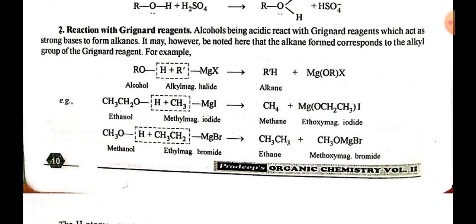Alcohol being acidic reacts with Grignard reagents, which act as strong bases, to form alkanes. It may however be noted here that the alkane formed corresponds to the alkyl group of the Grignard reagent. When alcohol reacts with alkyl magnesium halide, it gives alkane. When ethanol reacts with methyl magnesium iodide, it gives methane. When methanol reacts with ethyl magnesium bromide, it gives ethane.